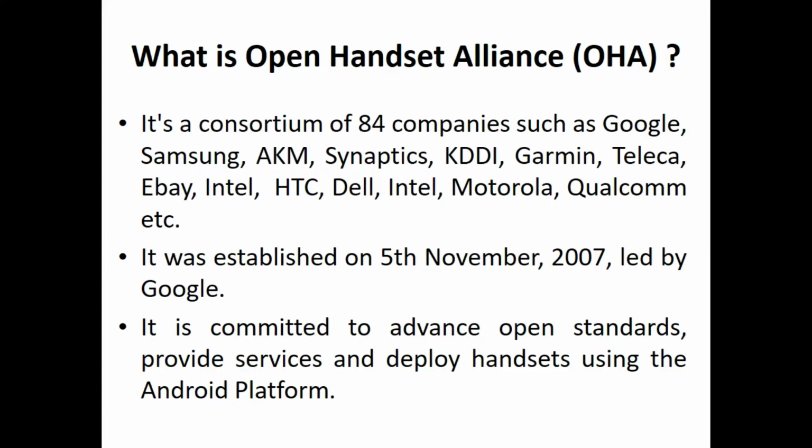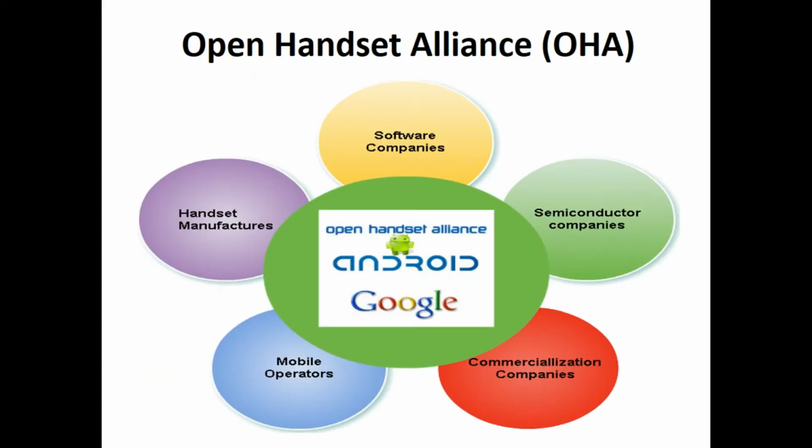It was established on 5th November 2007, led by Google. The main purpose of this group was to make the Android operating system famous and popular as much as they could. And right now this is the effort of this alliance. In all the mobiles in the market, we have Android. The purpose of this group was to make Android so famous. As we know, everybody is using an Android mobile phone.